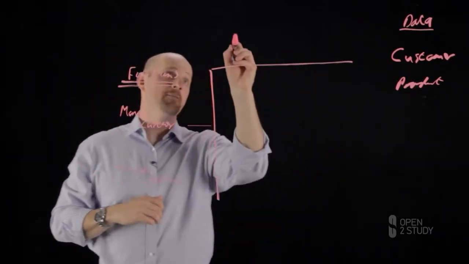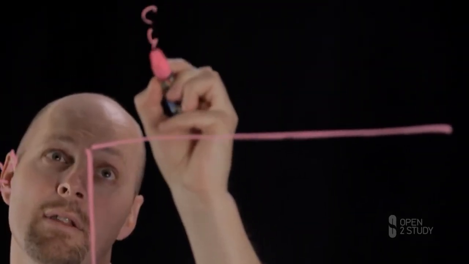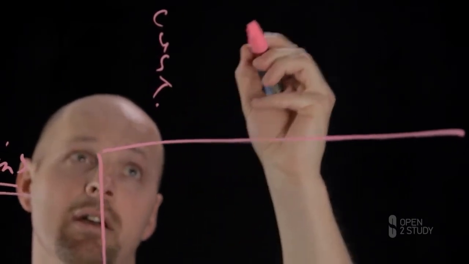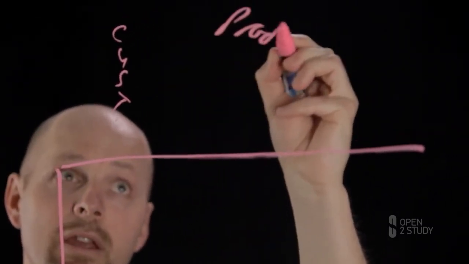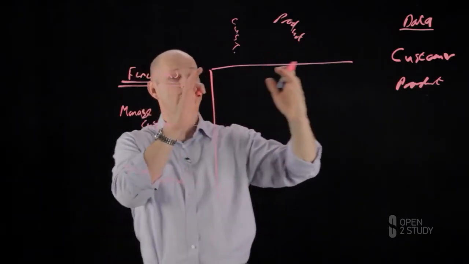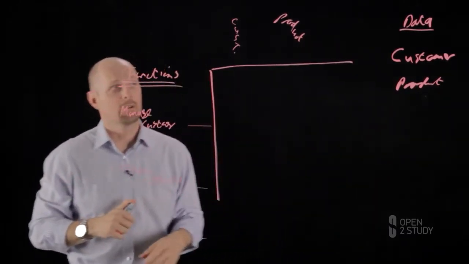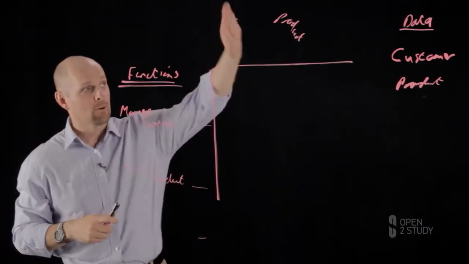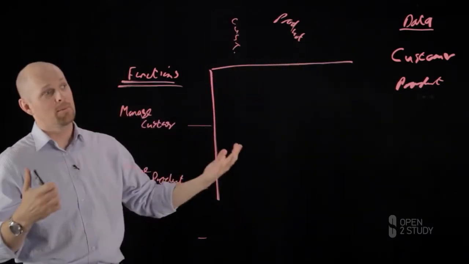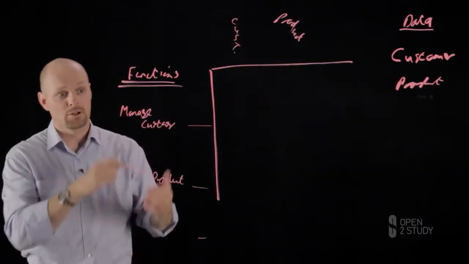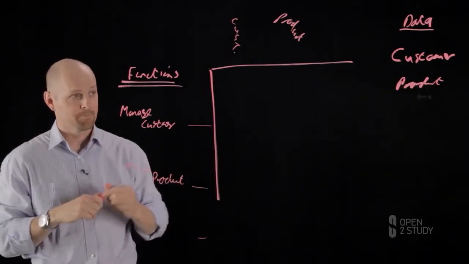And sitting at the top here, remember we spoke about nouns, so there was the customer which sat here, and there was the product which sat here. And this is what we mean by a matrix. A matrix is basically an Excel spreadsheet, right? So which looks at rows and columns. Your columns are your data entities, customer and product, and your rows are your functions, manage customer and manage product.